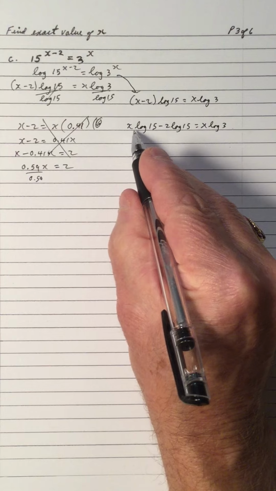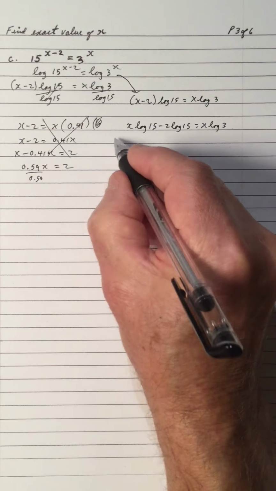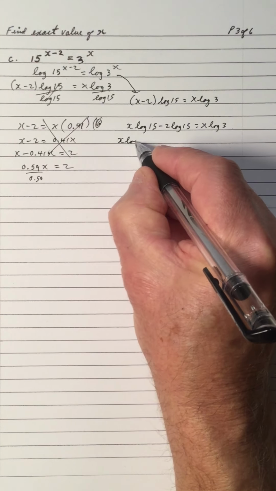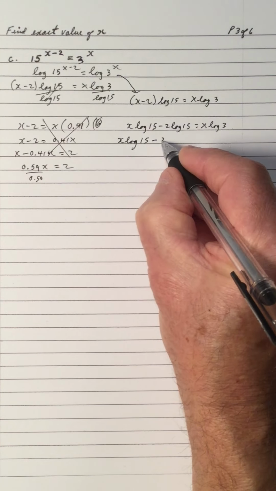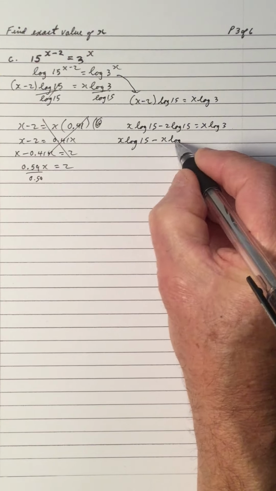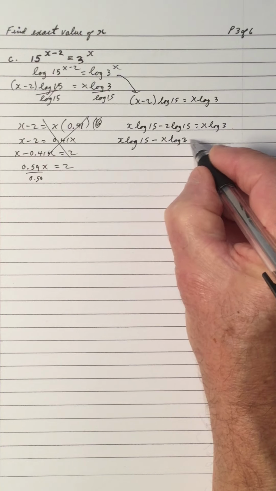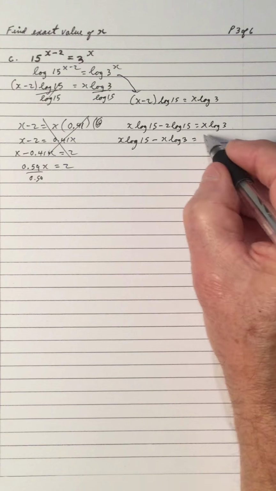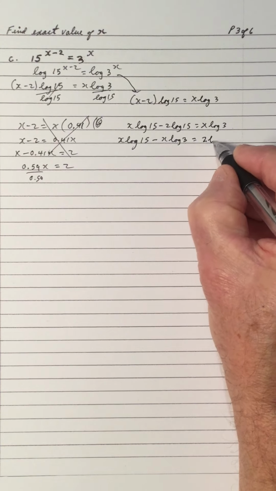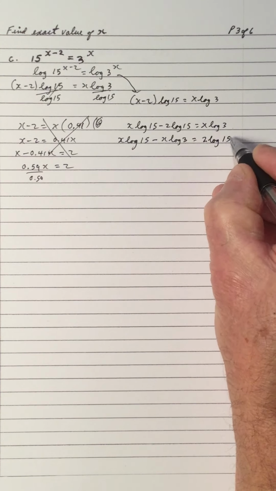Now, notice I got an x here with log 15, and I got an x here. So I'm going to group the x's together. So I'm going to bring this to the left side. It's a plus, so we're going to make it a minus. And this is an irrational number, so it's a constant. So we'll move that to the right side and make it positive.